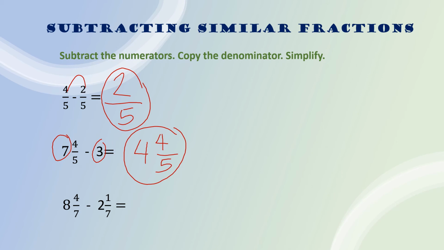8 and 4/7 minus 2 and 1/7. So we may just subtract the whole numbers. 8 minus 2 equals 6. 4 minus 1 is 3. Then copy the denominator, 7. Is 3/7 already in lowest term? Yes. So this is our final answer. That's how you do it. Subtract the numerators, copy the denominator, then simplify.